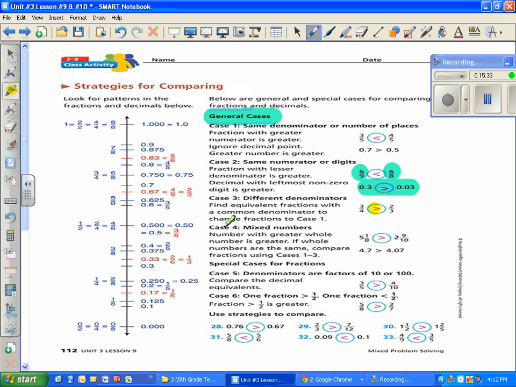Case 4, mixed numbers. Numbers with greater whole number is greater if the whole numbers are the same. Compare the fractions using cases 1 through 3. In this case, 5 is greater than 2, so 5 and 1/8 is greater than 2 and 9/10.